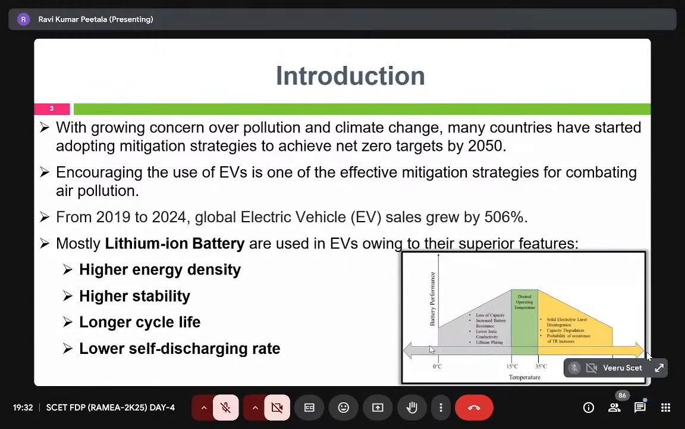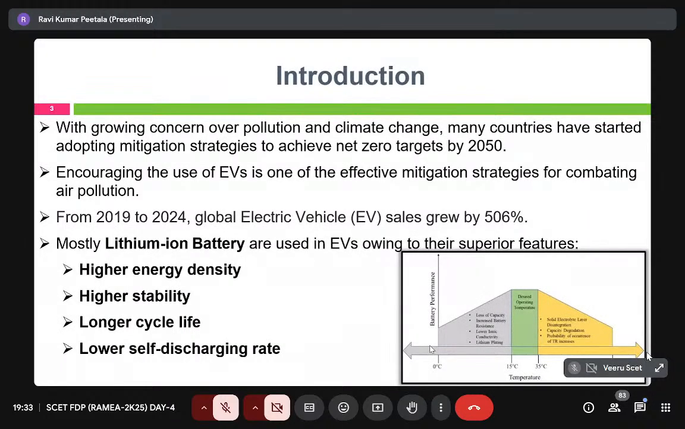As per studies from 2019 to 2024, global electric vehicle sales grew around 506%, and electric vehicles mainly use lithium-ion batteries. There are superior features in lithium-ion batteries: high energy density, higher stability, and a longer life cycle. Charging and discharging cycles we call a cycle; there is a longer cycle life and low self-discharge rates. These are the advantages of using lithium-ion batteries.